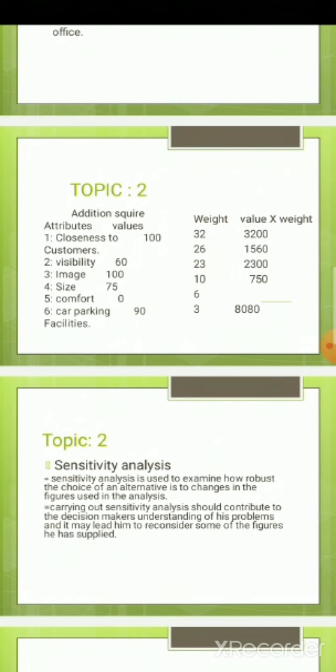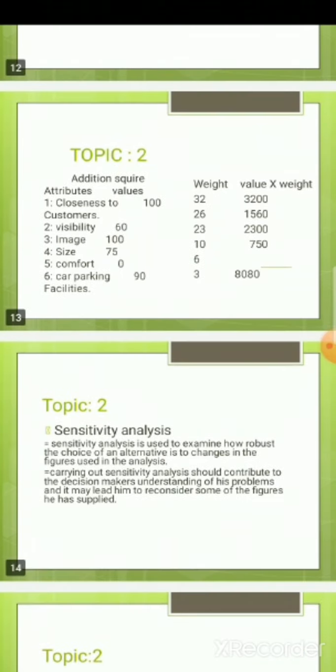Number 3, image, value 100, weight 23, value into weight 2300. Number 4, size, value 75, weight 10, value into weight 750. Number 5, comfort, value 0, weight 6, value into weight 0. Number 6, car parking, value 90, weight 2, value into weight 180.